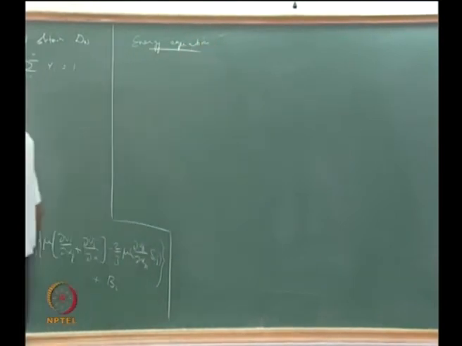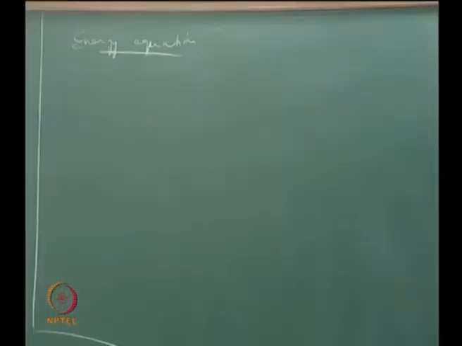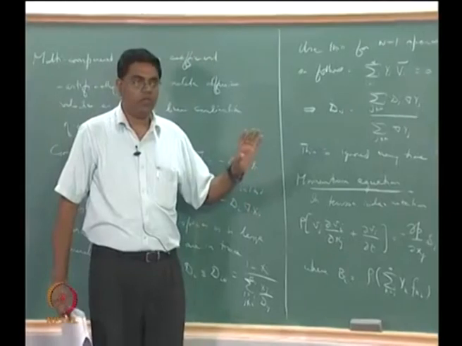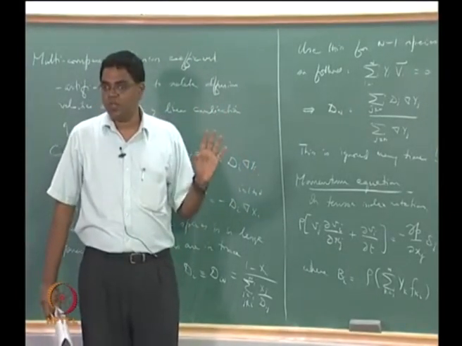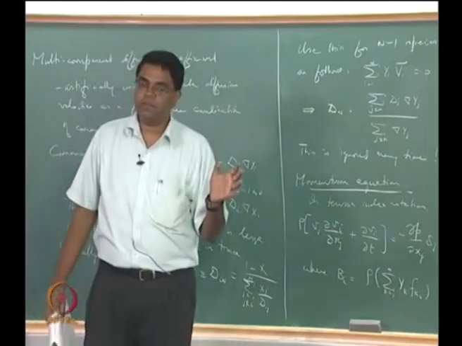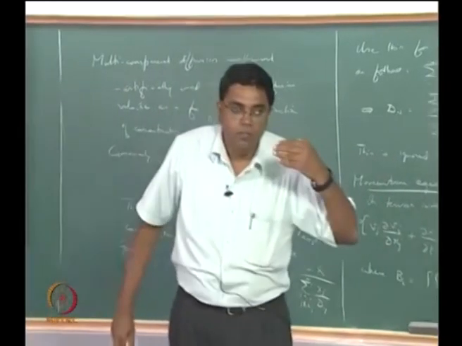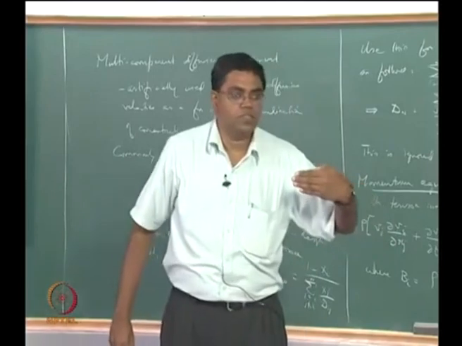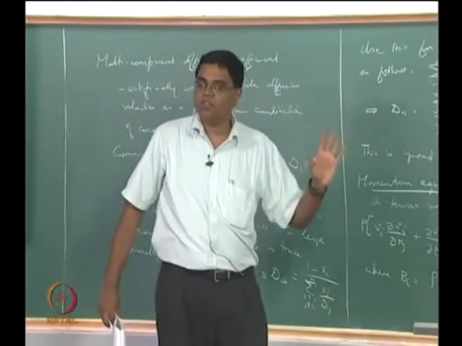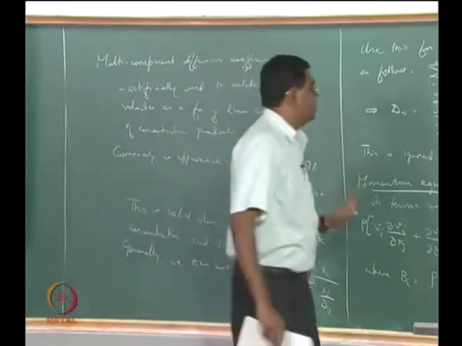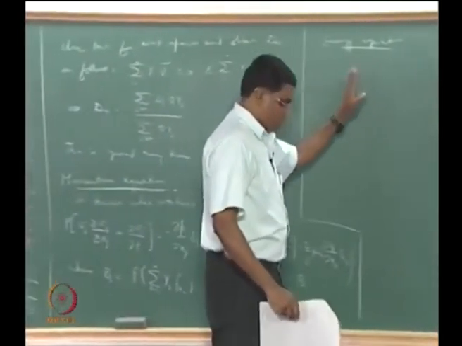But the next thing that we are going to do right now is the energy equation. The energy equation, just like the momentum equation, is also written for the mixture. That means we are not worried about the energy of a particular species and so on. The only thing that we do that is species specific is the mass conservation for a particular species. But the rest of the things we do for the mixture as a whole. So the energy equation is also applied to the mixture.